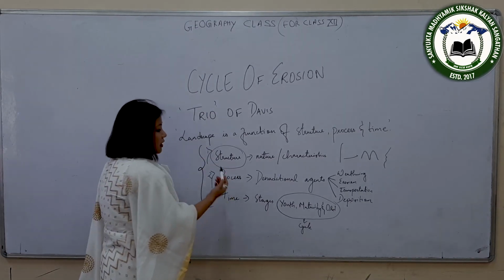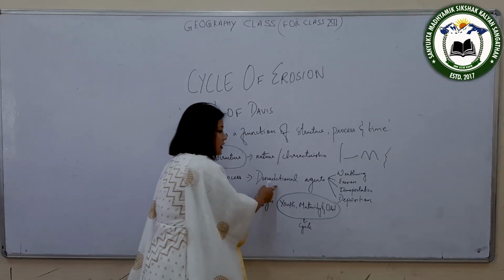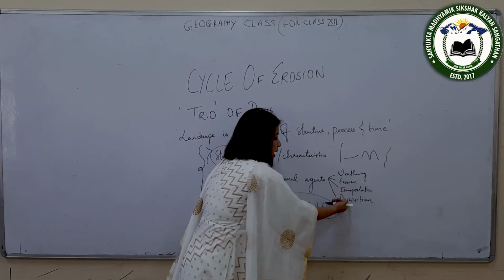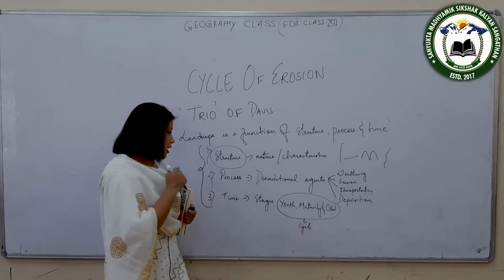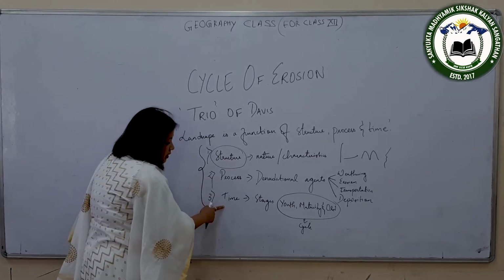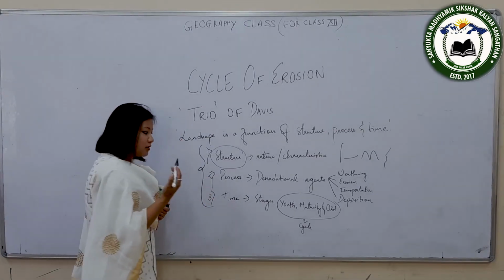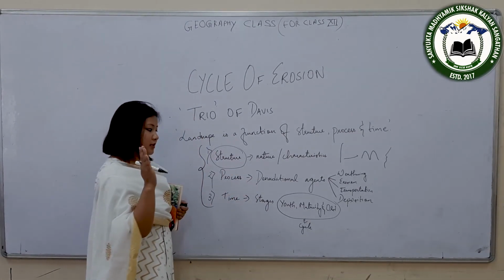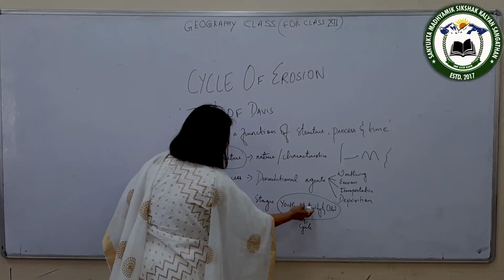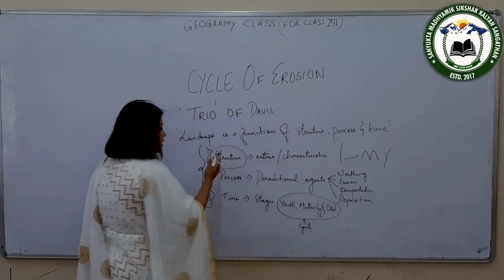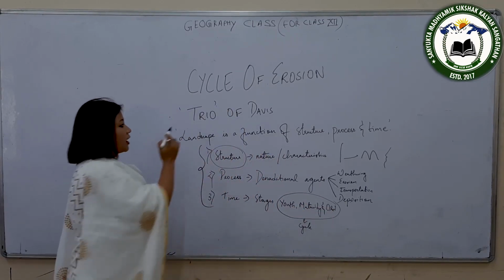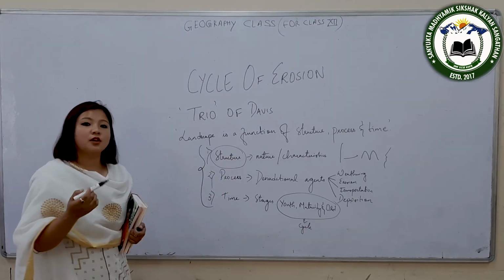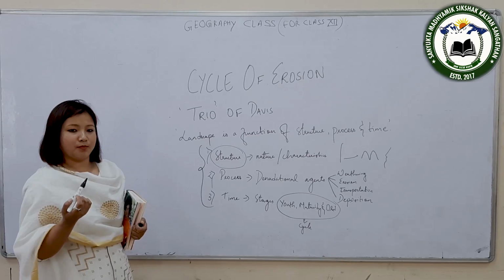By process, he incorporated the denudational agents such as weathering, erosion, transportation and deposition. And with time, he mentioned the stages which make up a cycle, which has been categorized into youth, maturity and old. So, these are the three major trio of Davis or elements which are essential for landform development.